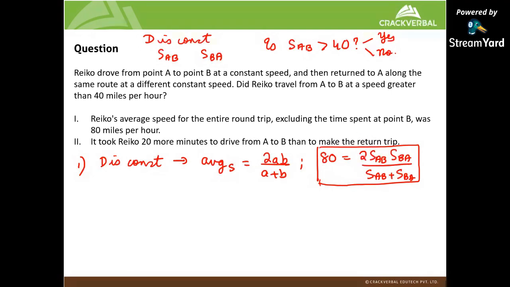So I'm going to simplify this. You see what I'm going to do? This is 40. So I basically have 40 equal to SAB times SBA divided by SAB plus SBA.